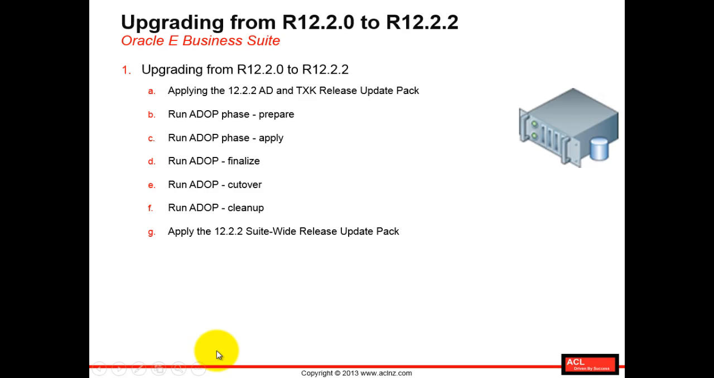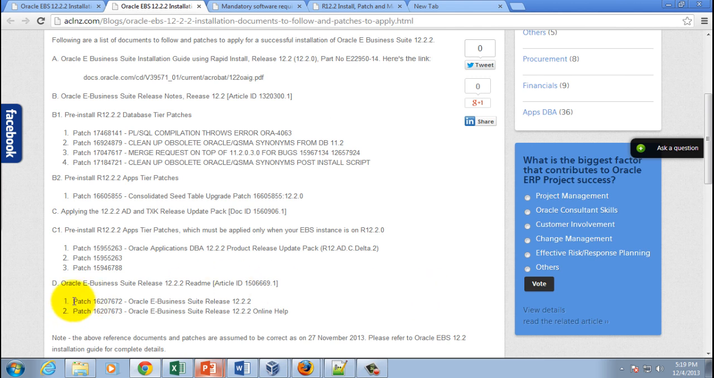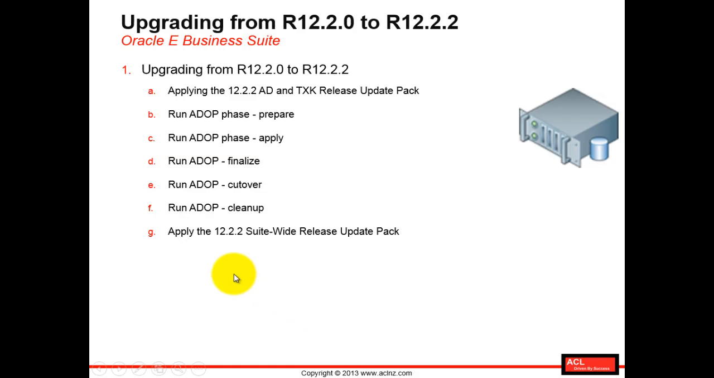So let's go back and understand the next step. So once you have done this, then you go about applying the release 12.2.2 suite wide release update pack. So there is one mega patch, which is like 5 or 6 DVDs to be precise, and then there is a smaller patch which contains the help files for the upgrade to 12.2.2. So the details of all that have again been listed over here. So this is the mega patch, and this is the smaller patch for online help. Okay, now let's go back.